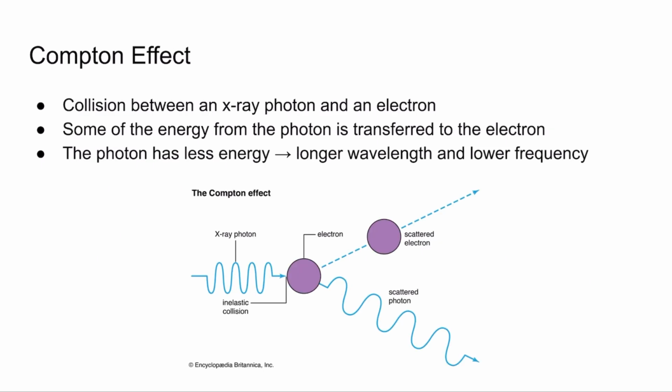Now, let's look at the Compton effect. This is basically the effect when an X-ray photon and an electron collide with each other. Some of the energy from the photon transfers to the electron, so the photon has less energy, which results in a longer wavelength but lower frequency.